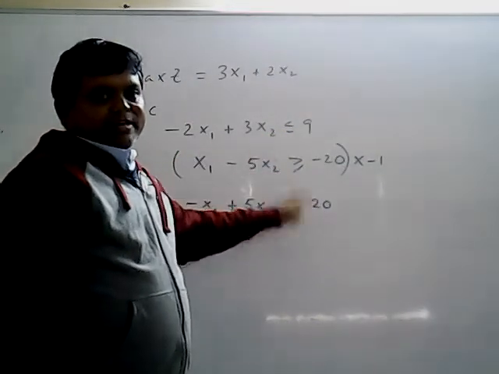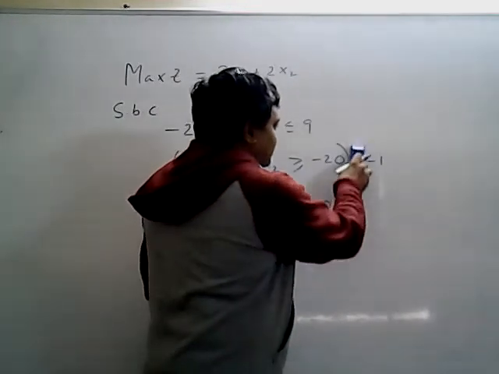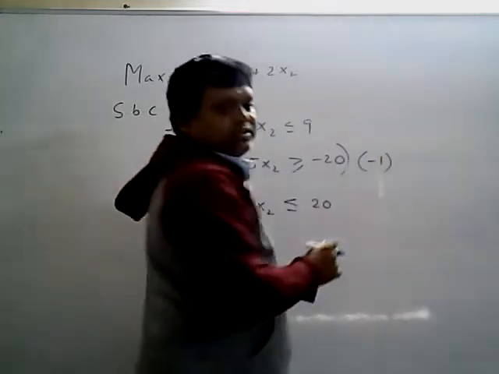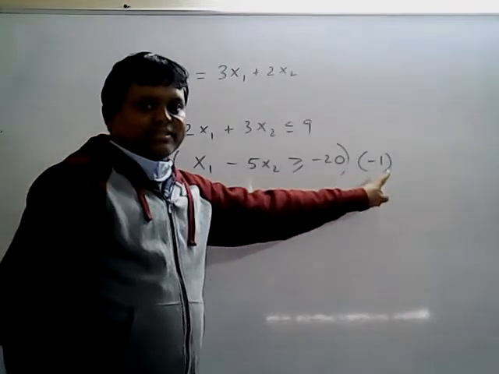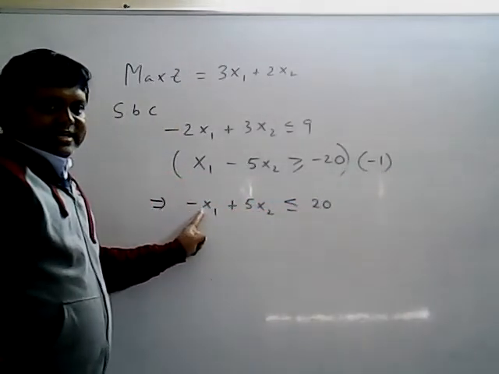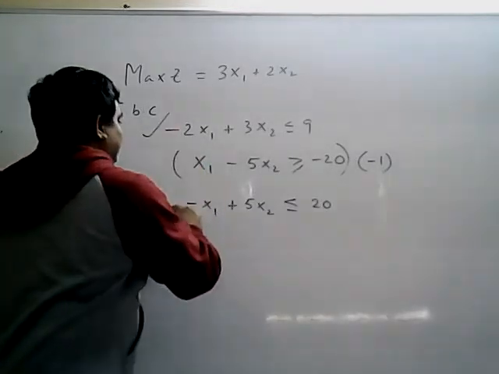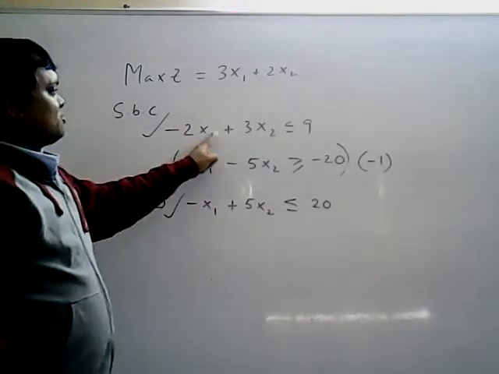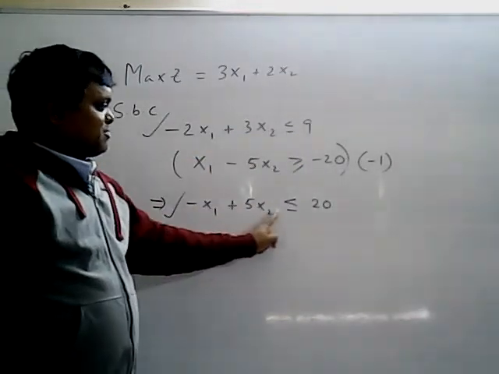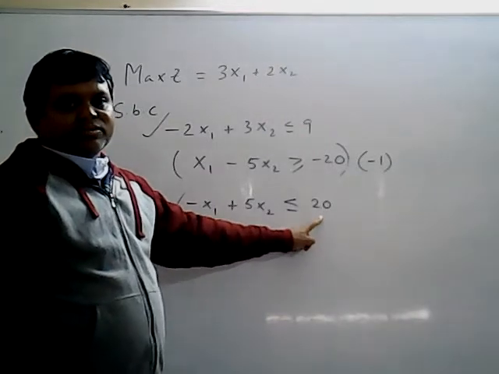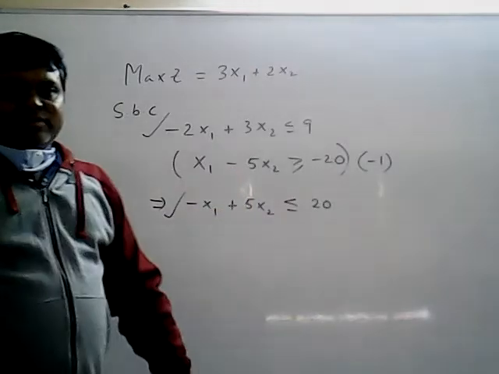So step number 2 is completed. Whenever any value is negative, multiply that entire constraint by minus 1. So you get minus x1 plus 5x2 less than or equal to 20. Now this is the second constraint. The first constraint is minus 2x1 plus 3x2 less than or equal to 9, which is positive, and minus x1 plus 5x2 less than or equal to 20 is also positive. Two constraints are there. So step number 2 is completed. Next, step number 3.